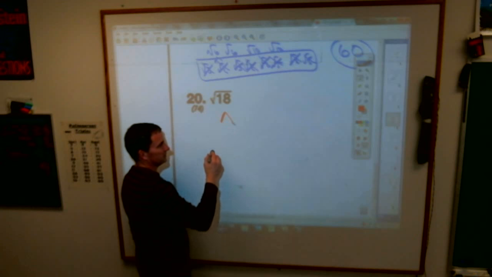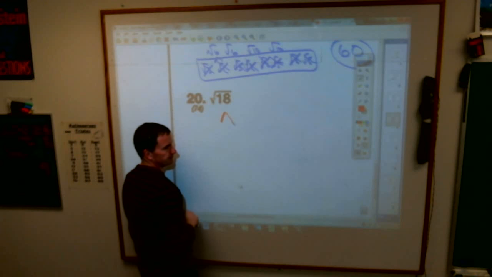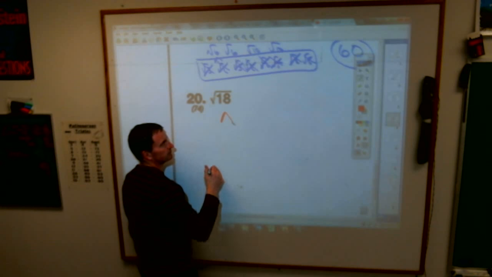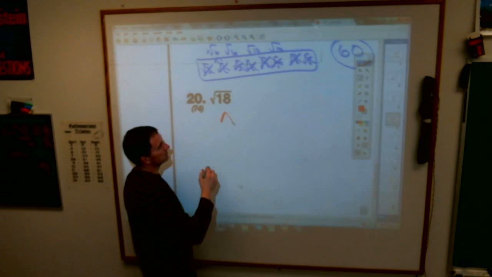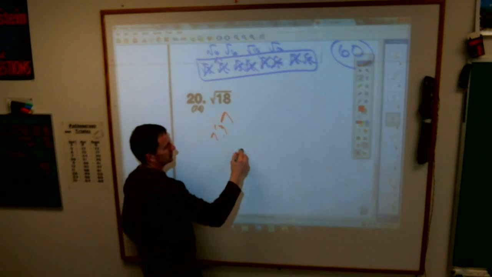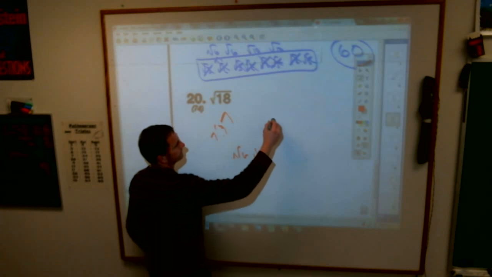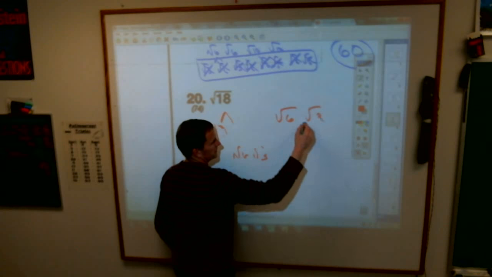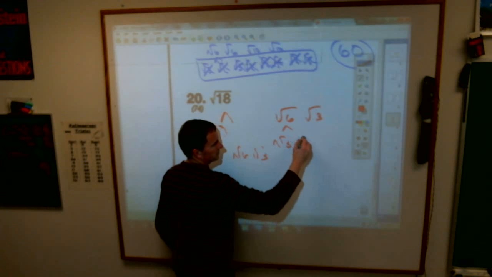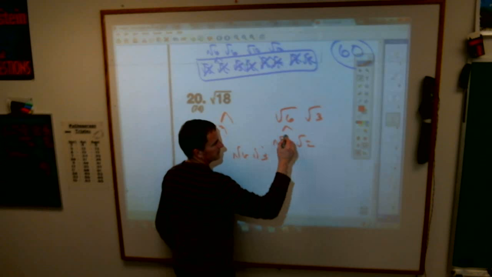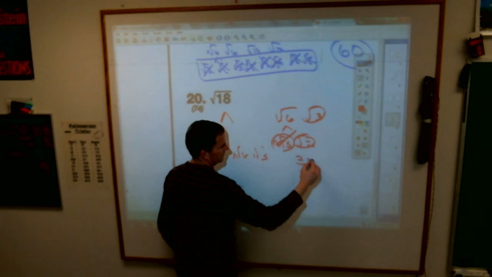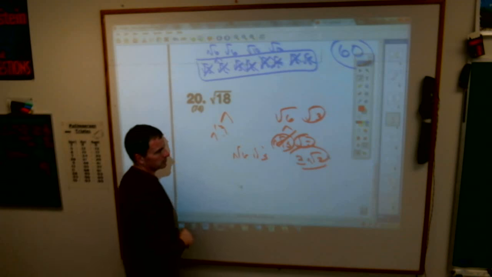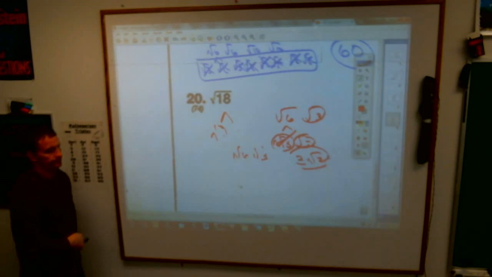Did you prime factorize this? Yeah. And what'd you get? 3 times the square root of 2. Well, that doesn't give you the answer. That's 18. Oh, I meant 6 and 3. So the square root of 6 times the square root of 3. But the square root of 6 can be broken down into the square root of 3 times the square root of 2. So you've got this and this that are the same. That gives you a normal 3, and the square root of 2 doesn't cross off with anything, so it's the square root of 2.